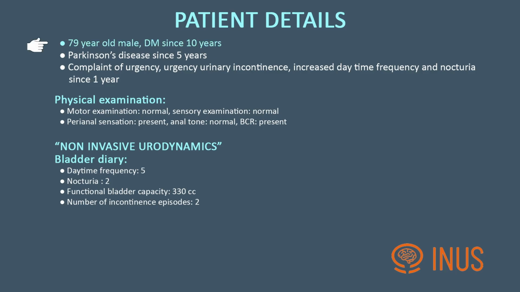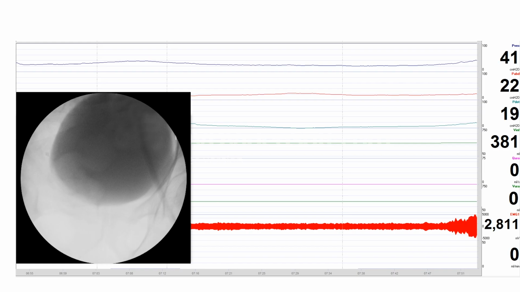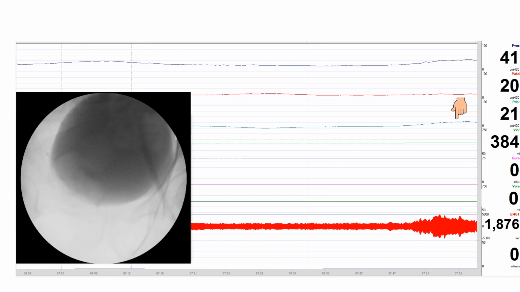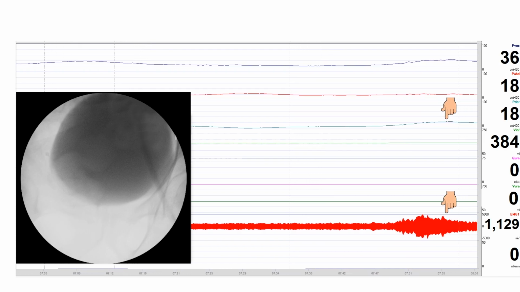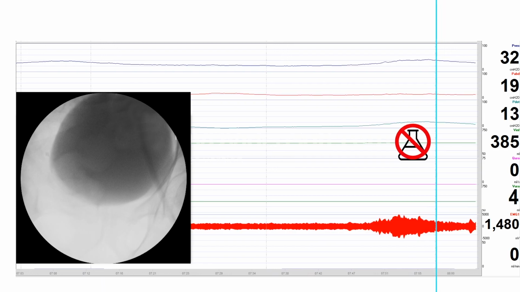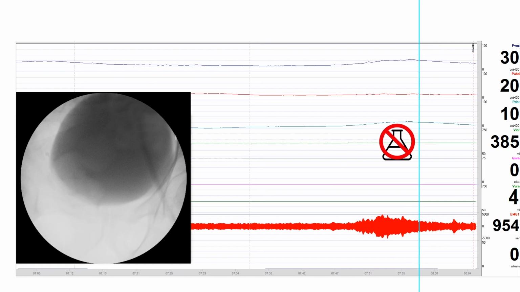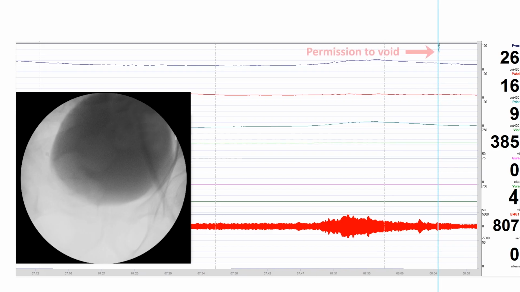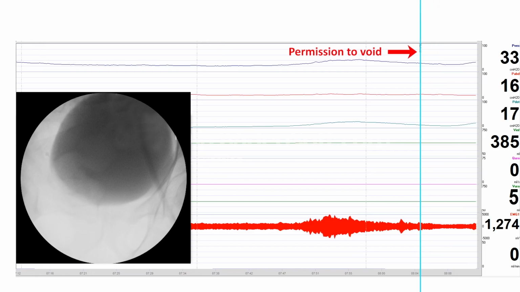The next patient also suffers from Parkinson's disease since 5 years and urinary tract symptoms since 1 year. However, his flow is perfect and there is no residual urine. Now we can see a detrusor overactivity with simultaneous increase in the EMG activity. We have stopped the pump, but the patient continues to have urgency and says he will be unable to hold any longer. We have given him the permission to void.